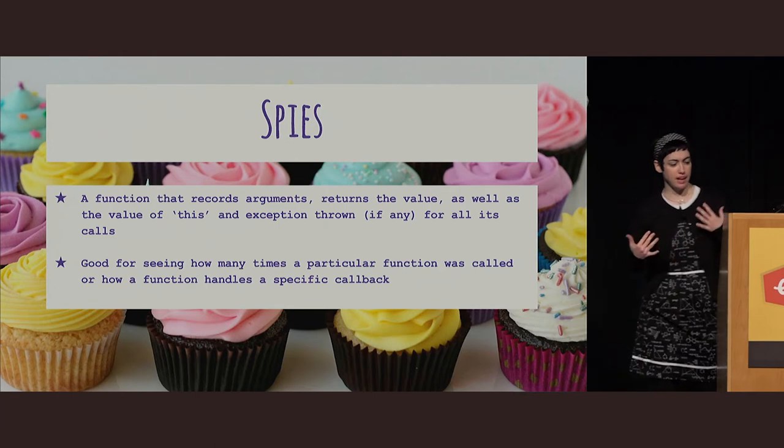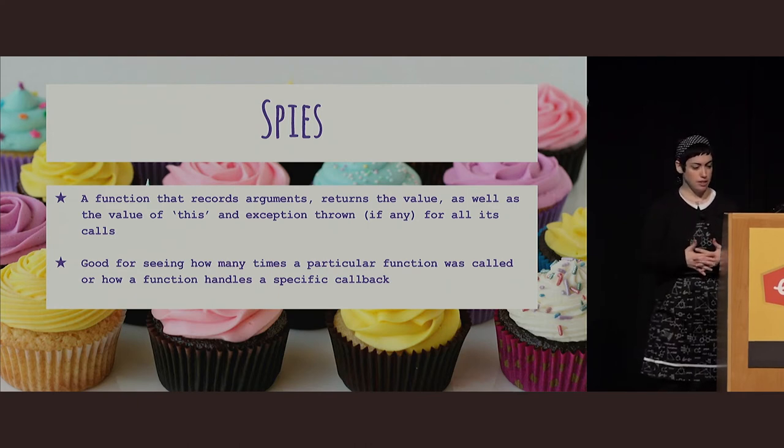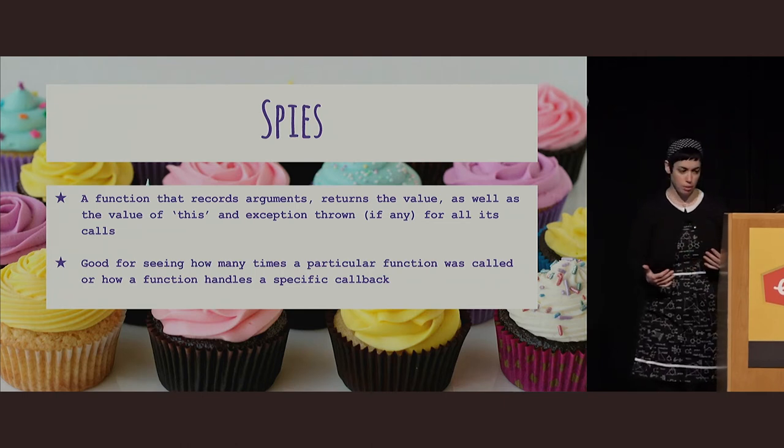Spies. A spy is a function that records arguments, return value, as well as the value of this, and any exceptions that might be thrown for all its calls. It's good for seeing how many times a particular function was called or how a function is handling a specific callback.